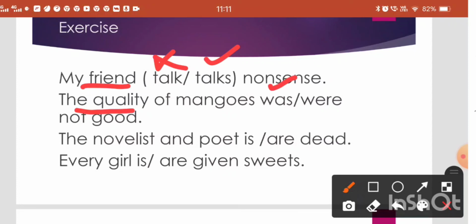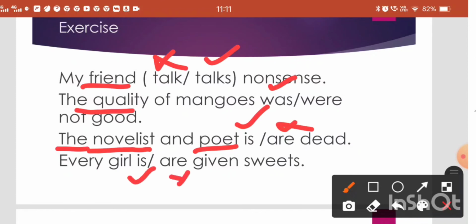The novelist and poet. The novelist and poet: two nouns, but the determiner is used before only one of the nouns. So these nouns refer to one person. The novelist is the poet and the poet is the novelist. So singular verb is will be used. Every girl is or are given sweets. Every girl, singular verb, is, not are.